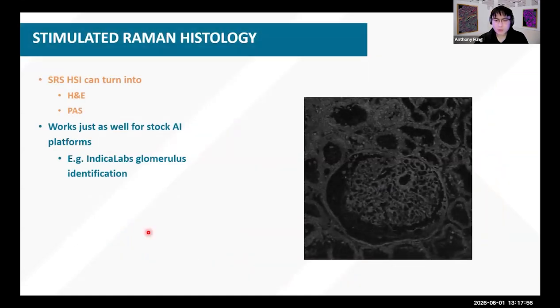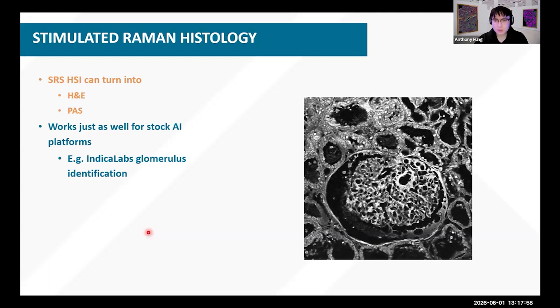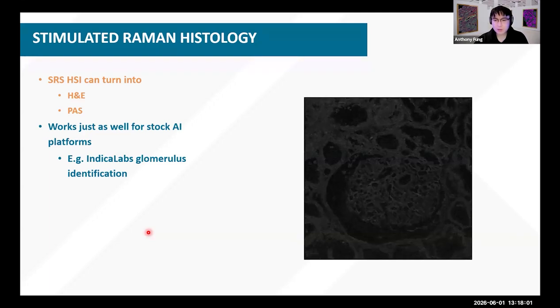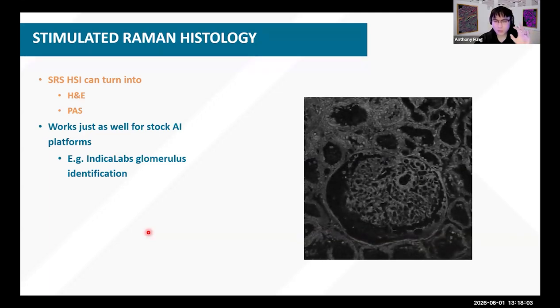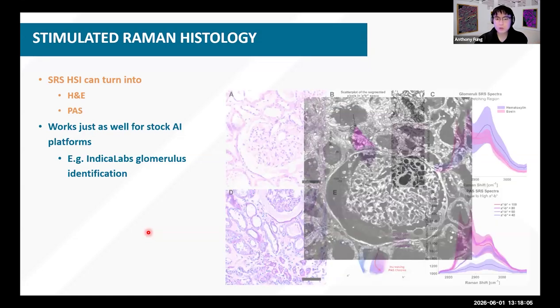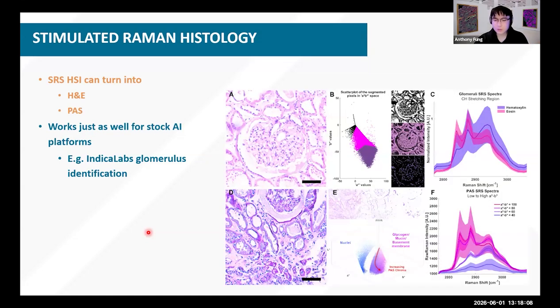Okay. A lot of pathologists might not be used to seeing these kinds of images, but since it's a hyperspectral image, like a 3D-ish image, we can simply transform those images into a pseudohistology or a digital recreation of a histology. Some people have ascribed a name to it, like stimulated Raman histology. But so far, we're doing very well with typical H&E or PAS, which is great for routine diagnoses.